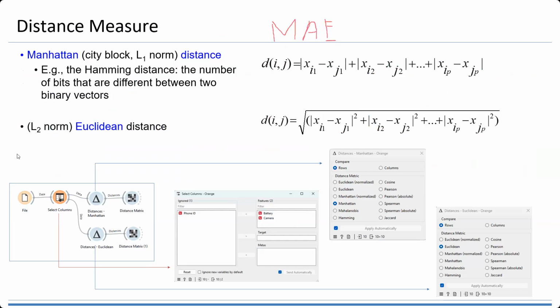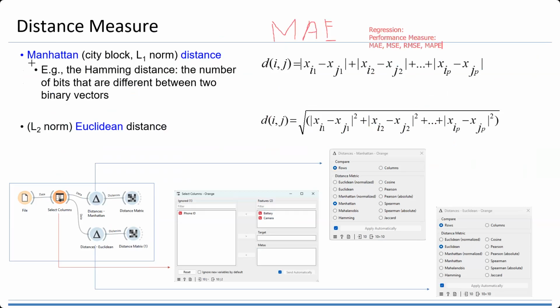When we learn about regression, there is performance measurement, and for those performance measurements we have MAE, MSE, RMSE, and MAPE. In order to calculate the MAE, we use the Manhattan distance.